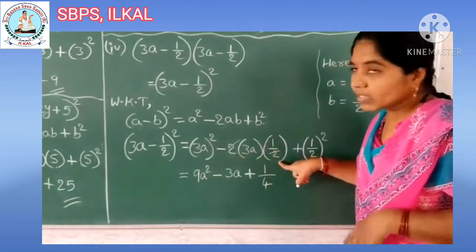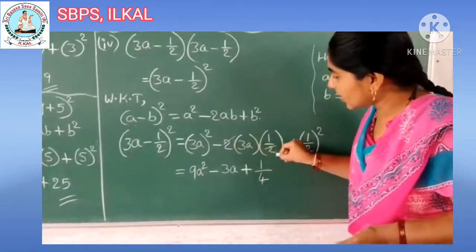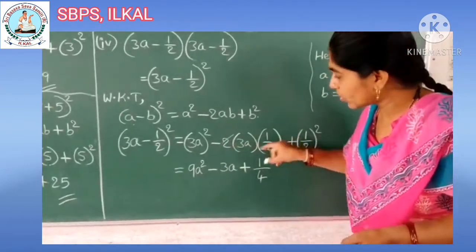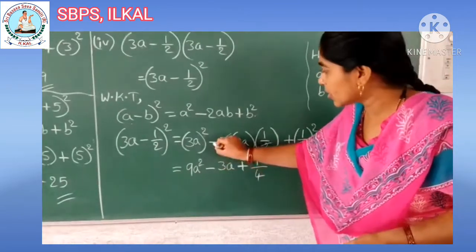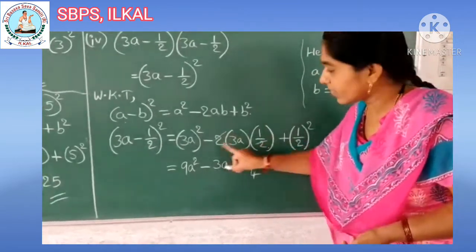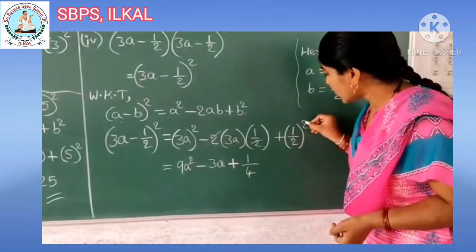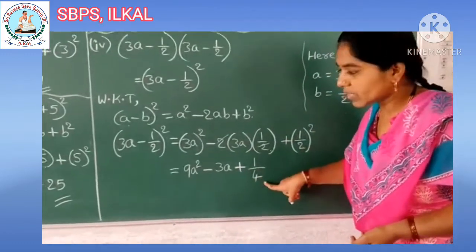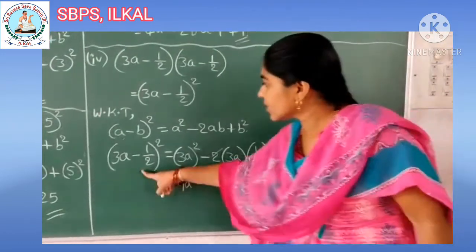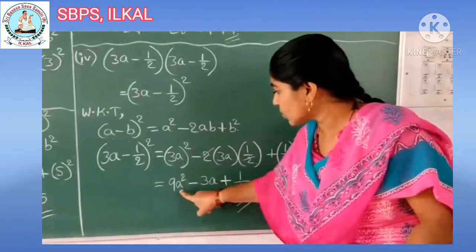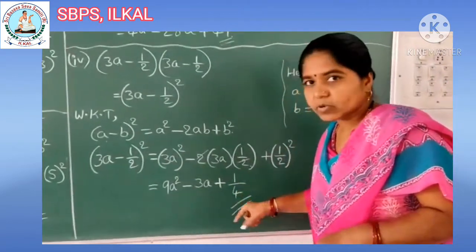And then 6 by 2 also we can write. But here 2 and denominator 2 I got, so I strike out 2 and 2, then only 3a remain. Because minus into plus is minus itself, 3a. Okay. Plus 1 square is 1, 2 square is 4, that is 1 by 4. 3a minus 1 by 2 whole square is equal to 9a square minus 3a plus 1 by 4.